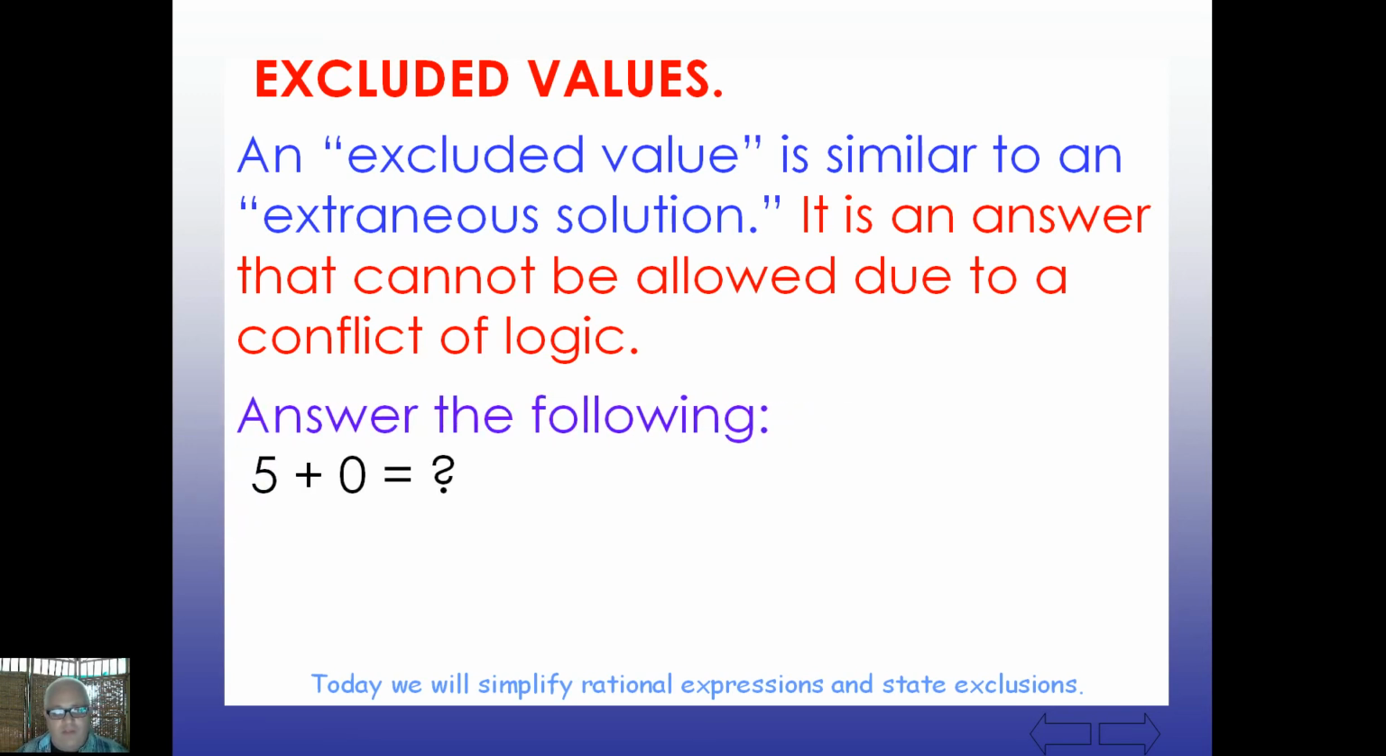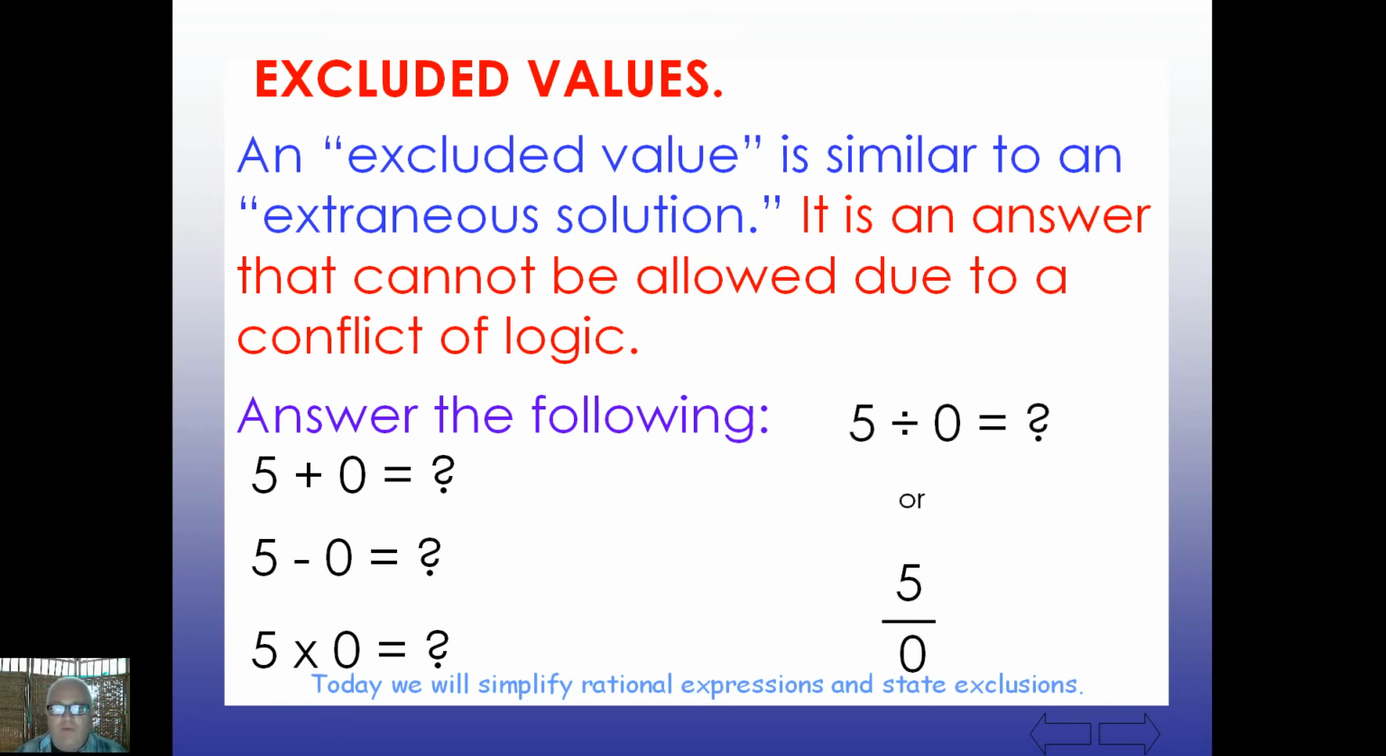So let's follow this. Answer the following. What's 5 plus 0? Well, we know that's 5. What's 5 minus 0? Again, that's just 5. What's 5 times 0? We know that to be 0. Okay. Well, what about 5 divided by 0? So either way you write this, 5 divided by 0 in this linear fashion or kind of like a fraction, we end up with dividing by 0. So what's going to happen here?